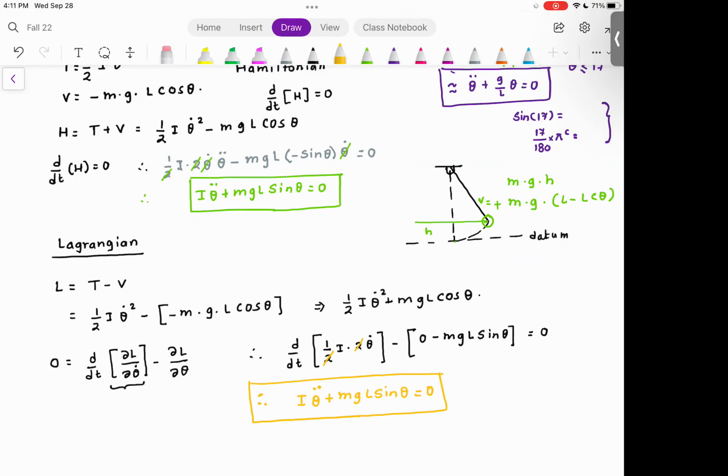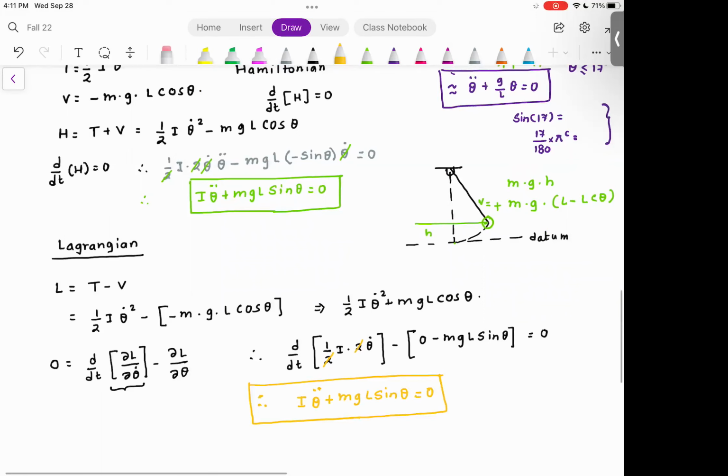So in today's class, finally, we got the same expression. I taught you 3 techniques to derive the differential equations of motion. I did not talk about conservative and non-conservative forces, but we'll talk about those. That is where the method of virtual work will come into the picture. But yeah, question?